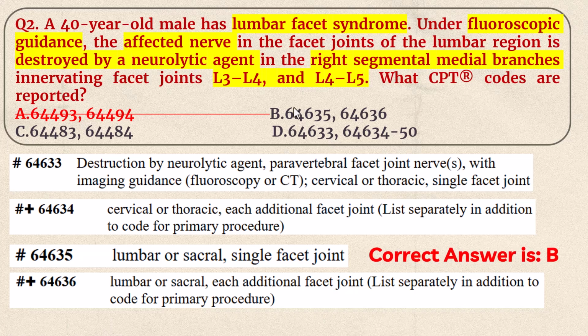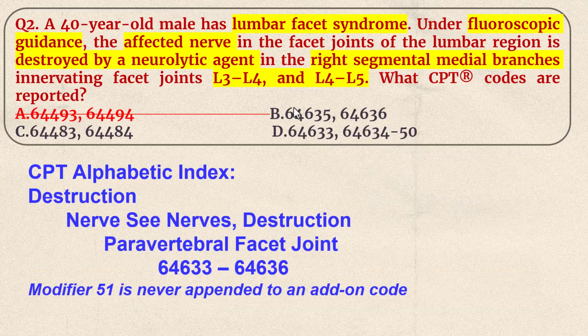If you encounter this question in a real working scenario, you have to use the alphabetic index of the CPT codebook. When you go to the CPT alphabetic index, here the procedure is the destruction. So you have to go to the destruction, then the nerve. There it will show nerves destruction. The subcategory says paravertebral facet joint. In this case, it will lead you to the code series of 64633 to 36.